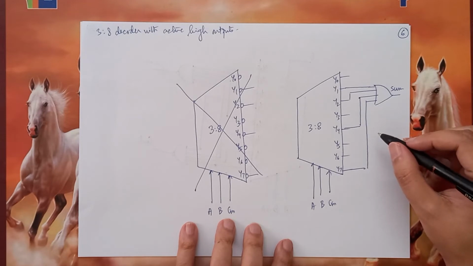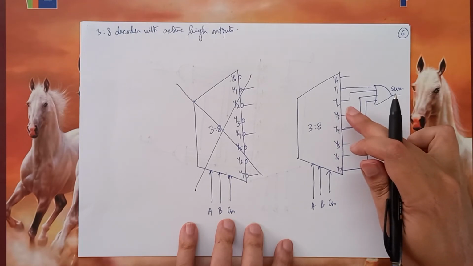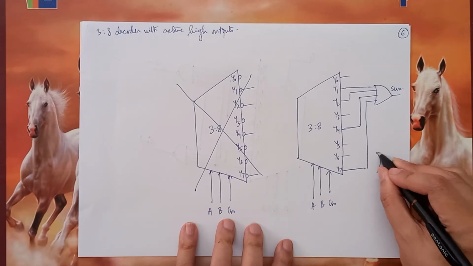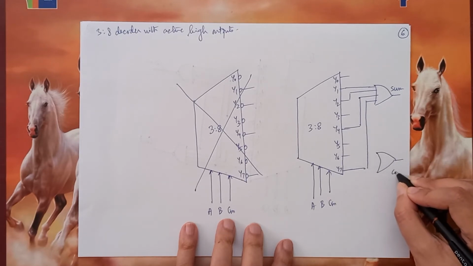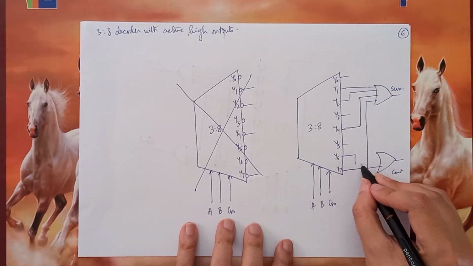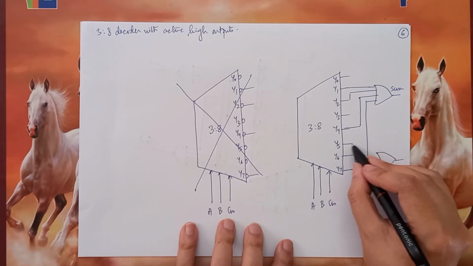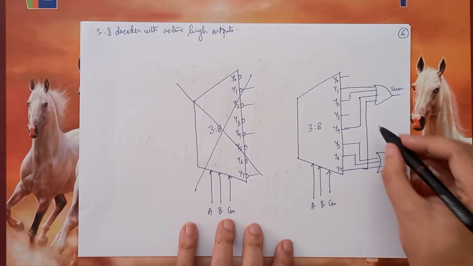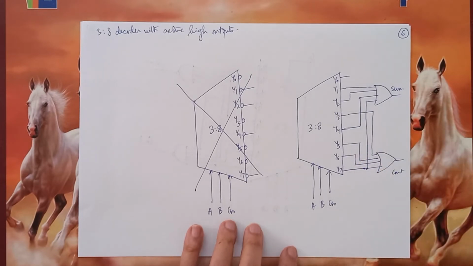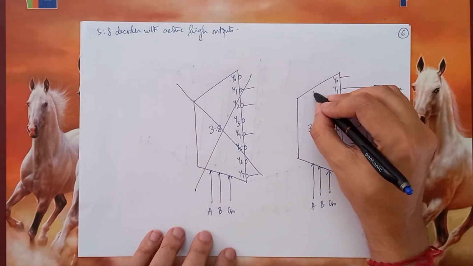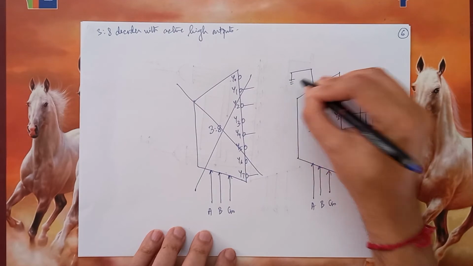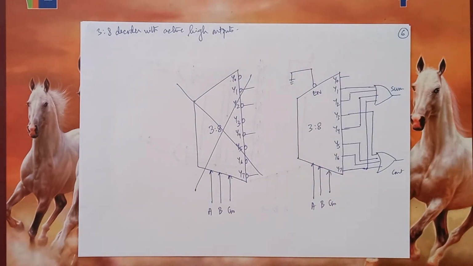Then comes carry, where the minterms are 3, 5, 6 and 7. Again we will need an OR gate to combine them, because when any of these inputs becomes 1, the minterm is activated and the output would also become 1. That's it. Again you can show an enable. Suppose it's active low, then you can connect it to ground. As simple as that.